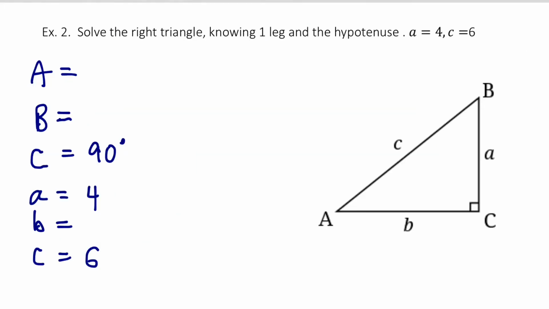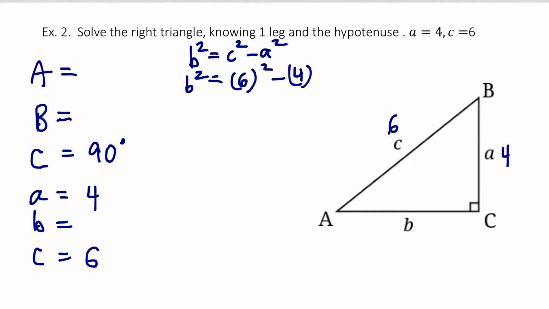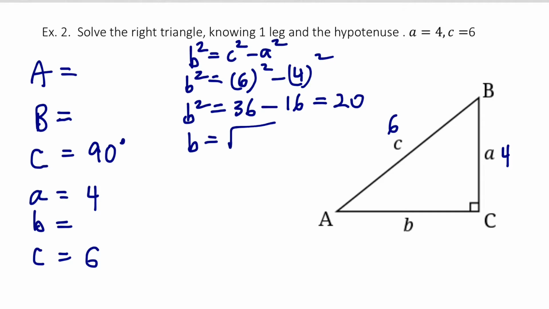All right, in example 2, it says solve the right triangle. This time we know one leg and the hypotenuse. So A is equal to 4 and C is equal to 6. So we want to find B. So using Pythagorean theorem, we can say B squared is equal to C squared minus A squared. So that's B squared is equal to 6 squared minus 4 squared. So B squared is equal to 36 minus 16, which is equal to 20. So B is equal to the square root of 20.